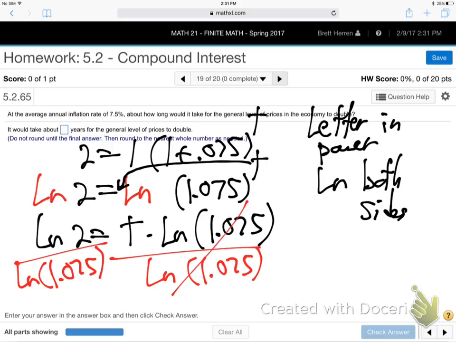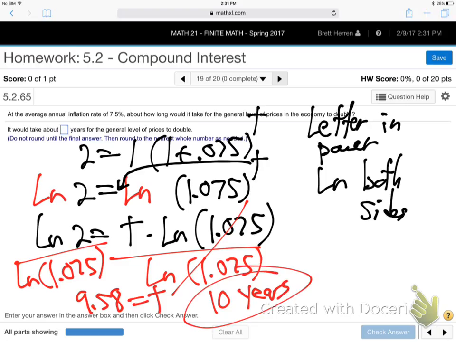Like that. Hit the buttons on our calculator. I'm getting 9.58. I don't know how far they want me to round. What did they say? Round to whole number. Okay, 10 years, huh? About 10 years at that inflation rate for prices to double.